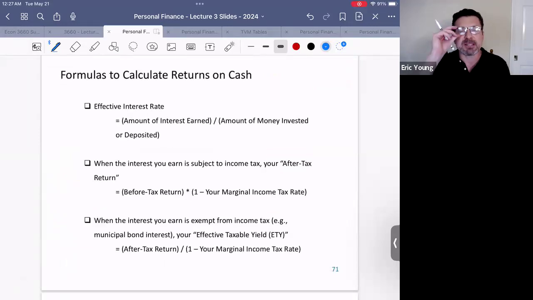Generally, interest is very easy. There's a couple of real simple formulas. They're on this slide right here. So take a quick minute and write this stuff down. But there's some basic formulas that we always use in finance to calculate the returns on cash.